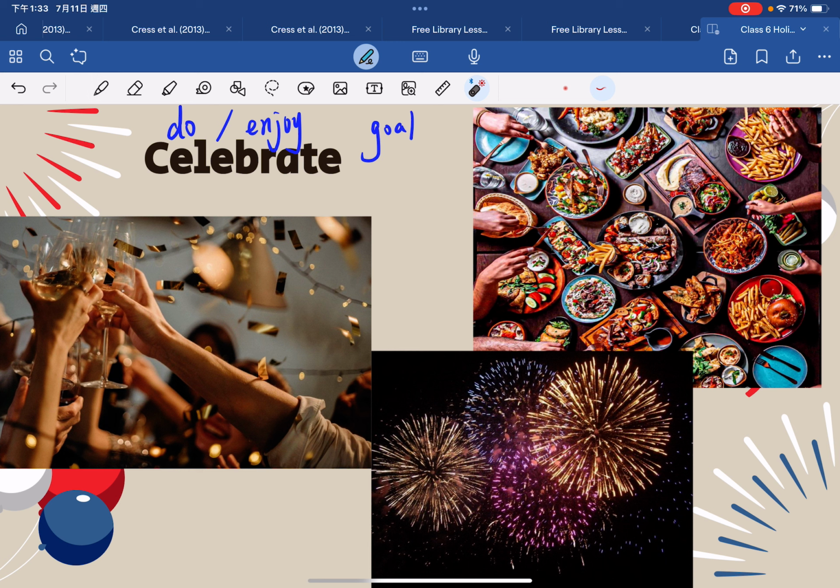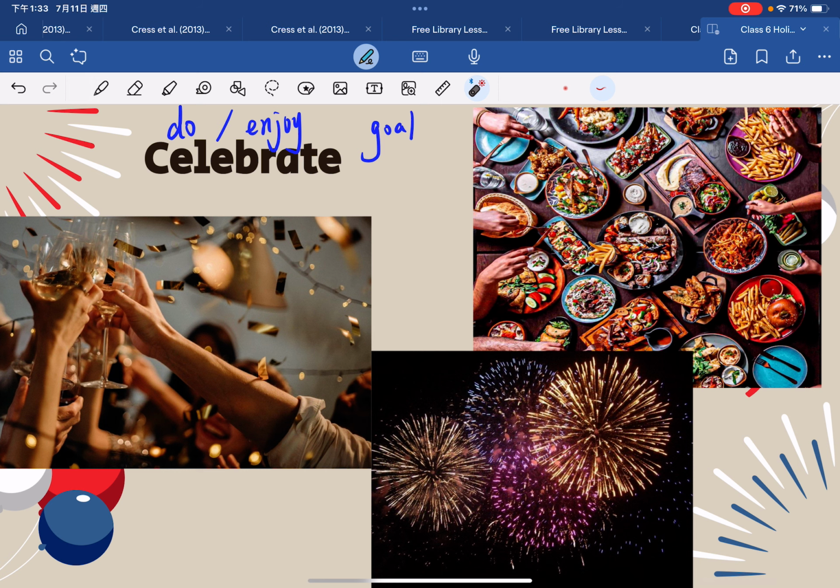Also, on holidays, most people have a special meal together, on the upper right corner. And in the bottom, we have fireworks. Like last week, on July 4th, we had fireworks, right? So these are different ways people celebrate holidays.